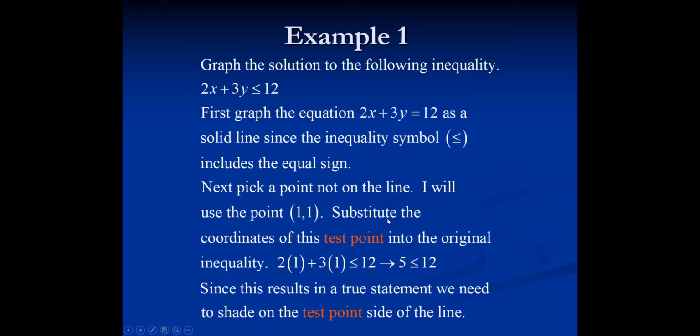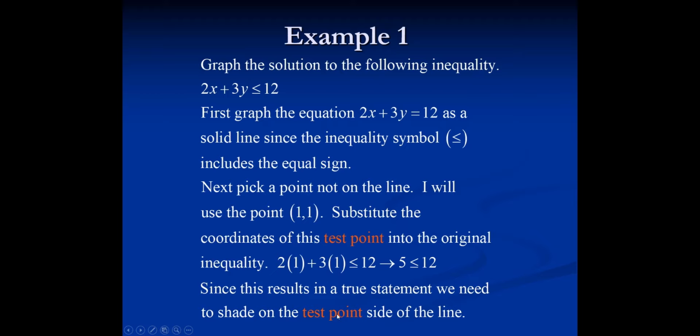When I substitute the coordinates of this test point into the inequality, so here's the inequality, putting in a 1 for x and a 1 for y using that point. You get 2 plus 3 is 5, and 5 is strictly less than 12. So it satisfies, less than or equal to 12. So it results in a true statement when we put this 1 for x and 1 for y in.